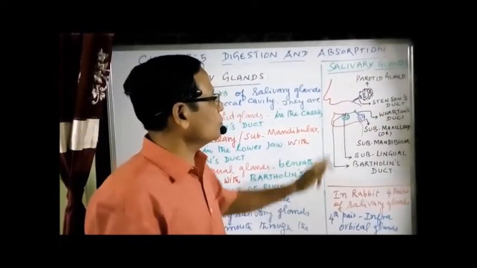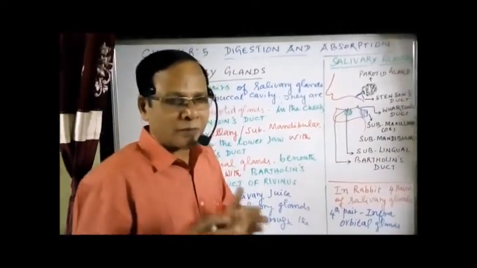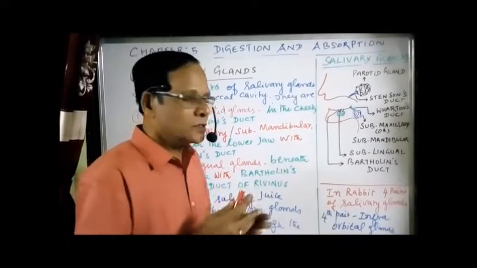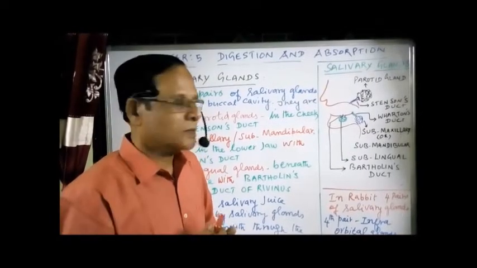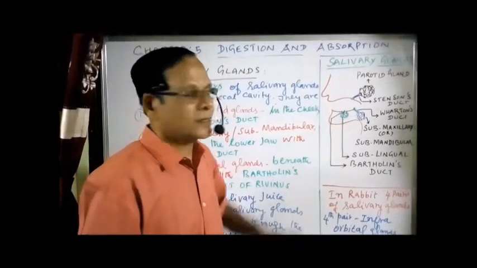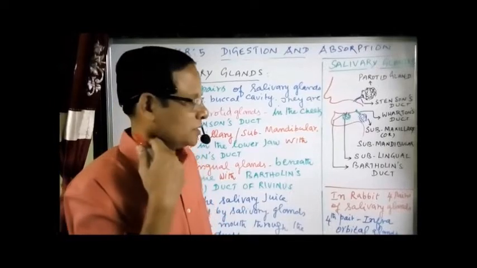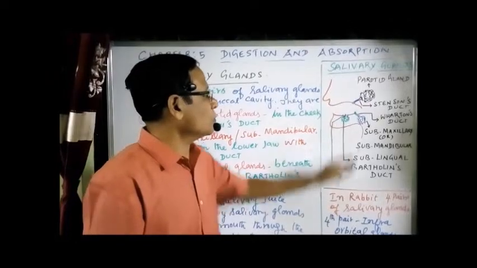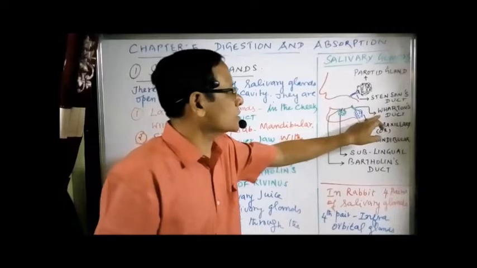Now the second one, we have what is called the submaxillary or submandibular. Maxilla means upper jaw, mandible means lower jaw. So its position is either below the upper jaw or below the lower jaw. This is the location. That's why it's called either submaxillary or submandibular. So this is the second gland present in the lower jaw. Normally we can say in the lower jaw region, in the angle of the jaw and the neck. Then it opens into the buccal cavity by means of another duct, Wharton's duct.